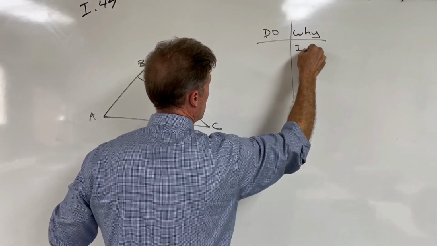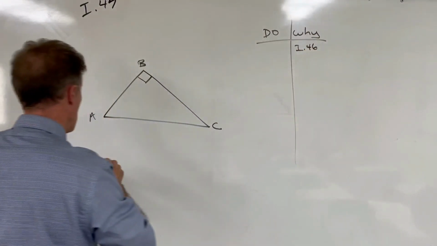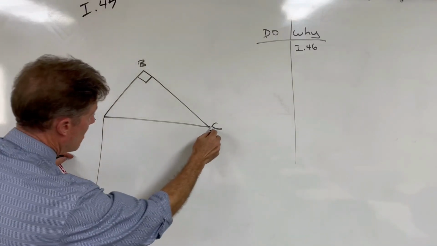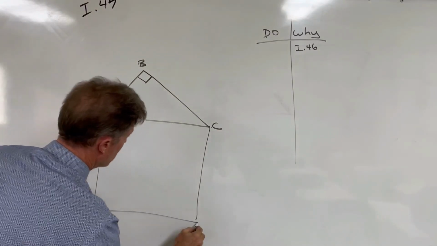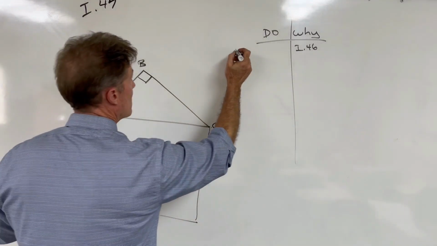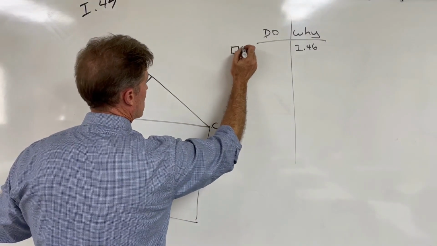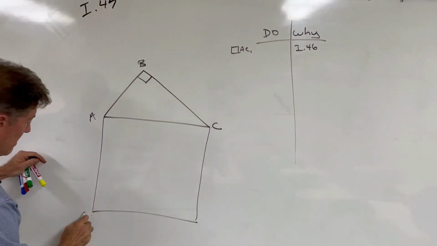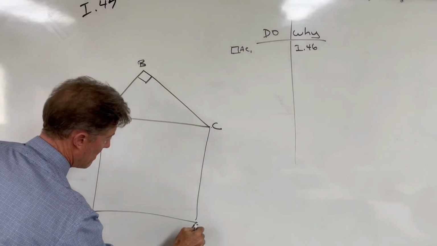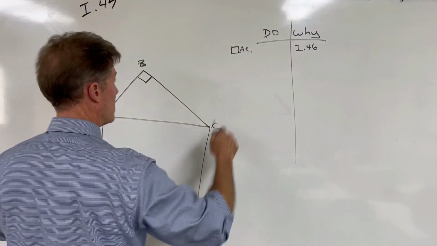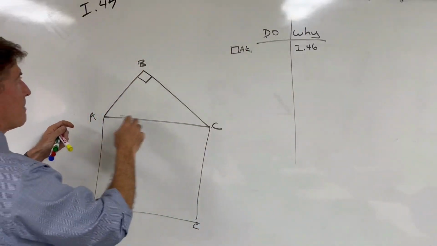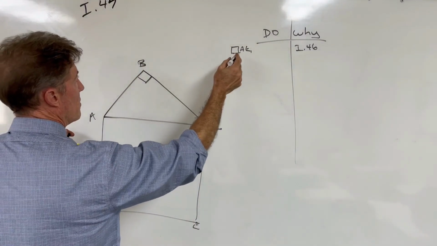And the first thing we're going to do is use Prop 46 to build squares on all three of these sides. So let's describe a square on AC. So we're going to make square AC. And let's call that DE. So now we can just call this square AE. We'll name it just by the opposite vertexes.